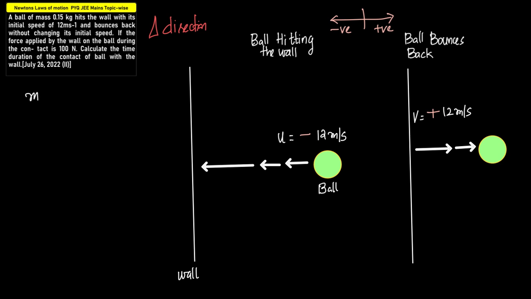So what is mass is equal to? Mass is equal to 0.15 kilogram. What is initial velocity? U is equal to minus 12 meter per second. What is v is equal to? V is plus 12 meter per second. What is F is equal to? F is given to us as 100 Newton.